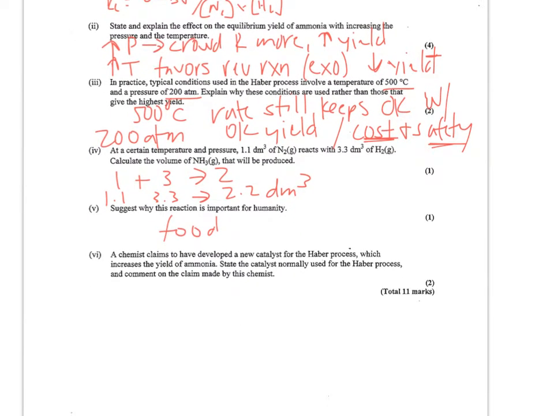And lastly, for 2 marks, they're asking you 2 different questions. A chemist claims to have developed a new catalyst which increases yield. State the catalyst normally used, and then comment on the claim made. So the catalyst normally used is iron. Now, I don't think the new, kinder, gentler IB is actually going to ask you for the name of the catalyst, but who knows? Iron's not that hard to remember. You might get lucky, just guess a metal. How about the claim? The claim is false, because there is no catalyst out there that increases yield. A catalyst affects the rate.